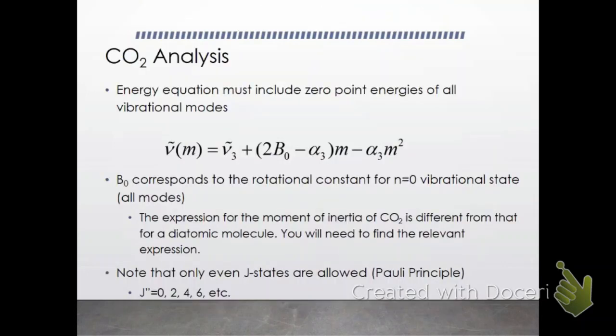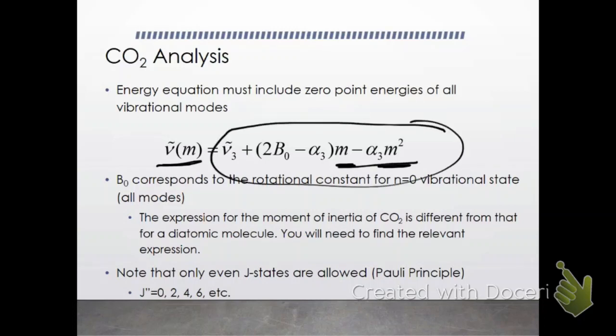So again, after you've assigned those transitions carefully for carbon dioxide and you've calculated the M values as we talked about earlier, you're going to be plotting nu versus M and doing a quadratic fit, not a trend line analysis, to determine those parameters: alpha, B sub 0, and nu sub 3. And again, from the B sub 0 you should be able to calculate the bond length.